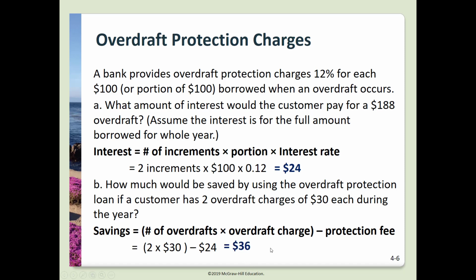So by agreeing to use the overdraft protection charge at the interest rate of 12% with the bank, you actually save money as opposed to having a fixed overdraft charge of $30 for each time it occurs. So this is helpful to understand whether or not you should take the overdraft protection.